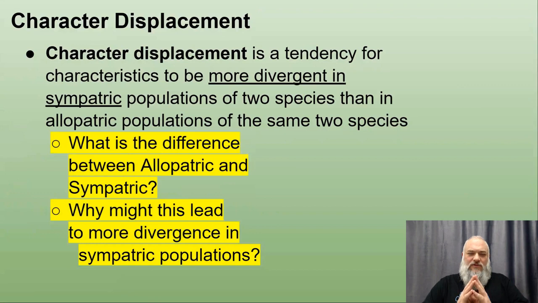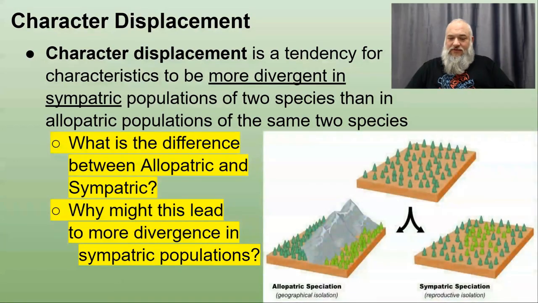So characters are going to tend to be more different in sympatric populations of two species versus allopatric. First off, do you remember sympatric and allopatric? Put up a picture. So we've got these trees here, right? There's all by themselves, no competition, just all the same species. Here, this is sympatric. They're in the same country, right? And here we got allopatric. They're on different sides. Why is there going to be more divergence in a sympatric situation?